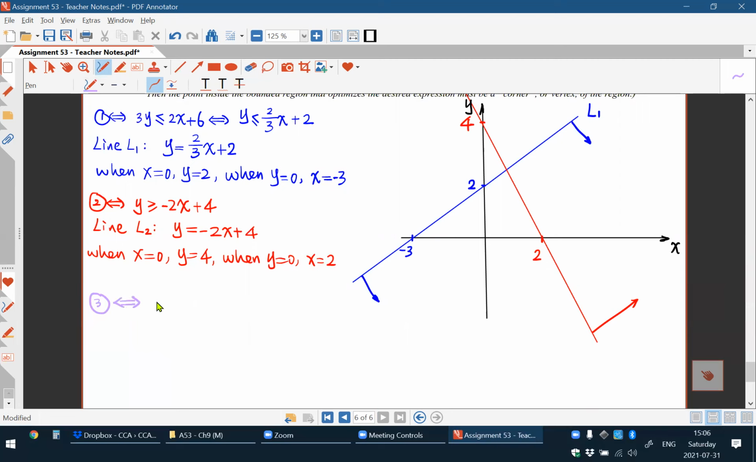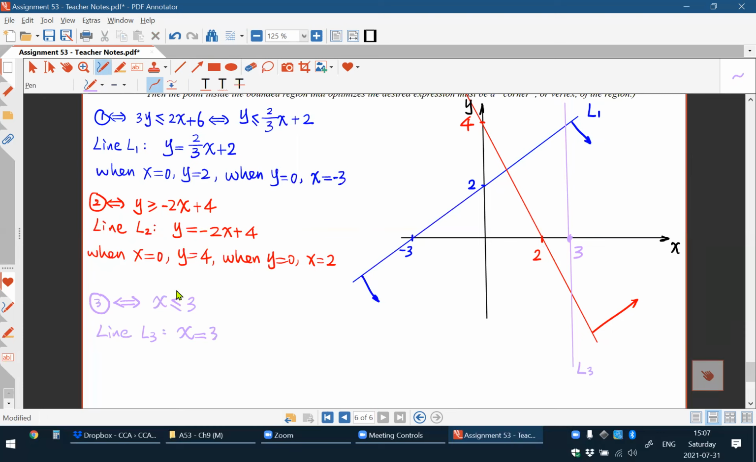Region three is equivalent to x less than or equal to 3, right? And the corresponding line L3 is x equals 3, right? So where is x equals 3? Well, let's say 3 is here. x equals 3 is actually a vertical line that is parallel to the y-axis. Okay, this is our line L3. And again, you need to clearly label all the intersection points.